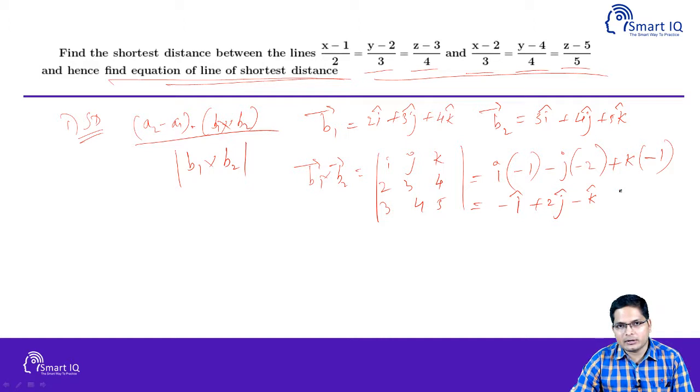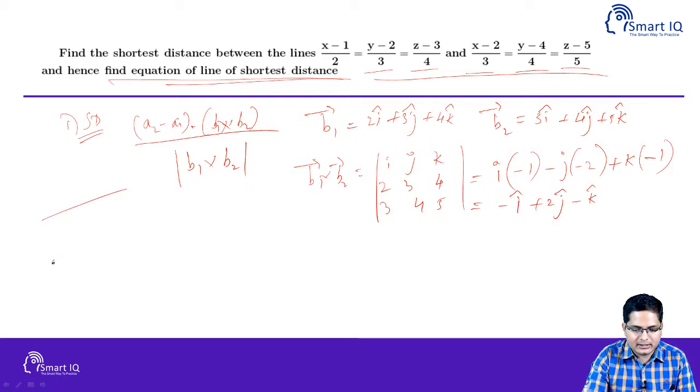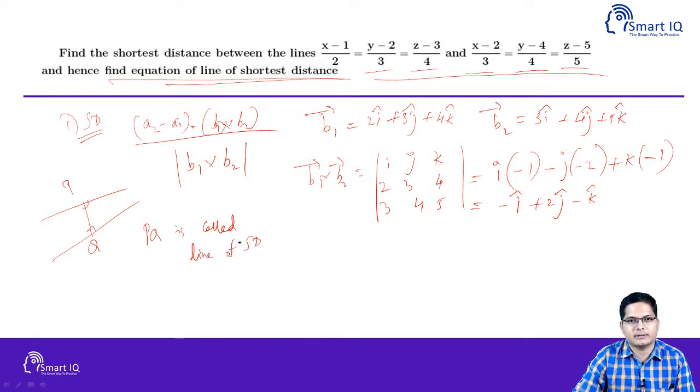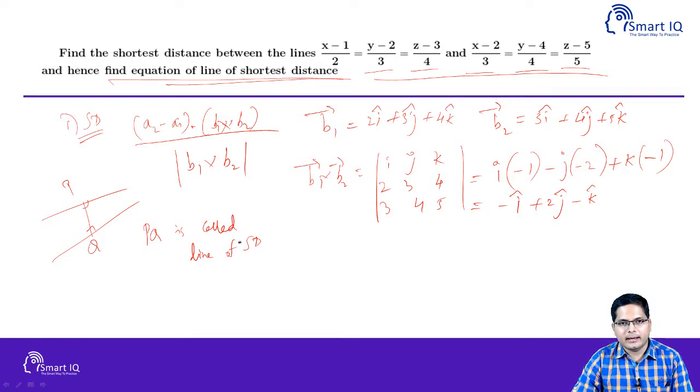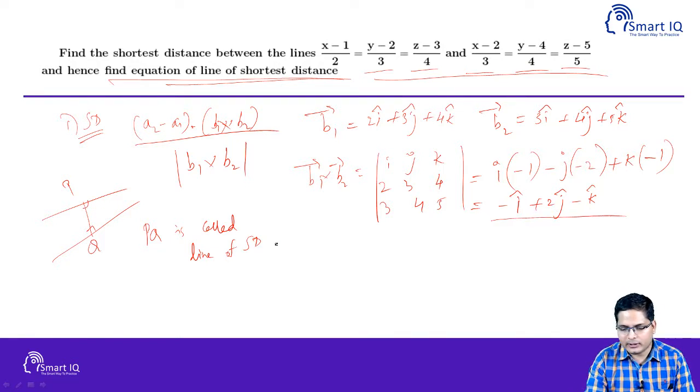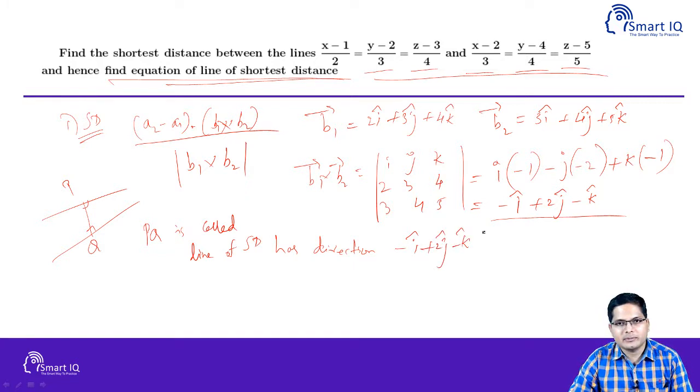the cross product. That means if I have skew lines like this, PQ is called the line of shortest distance, and that line has a direction given by minus i cap plus 2j minus k. Now we know the direction B1 cross B2.